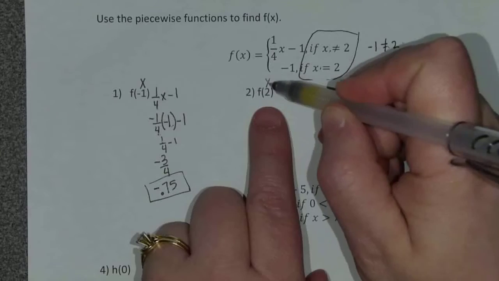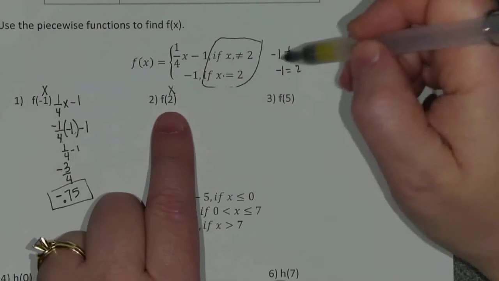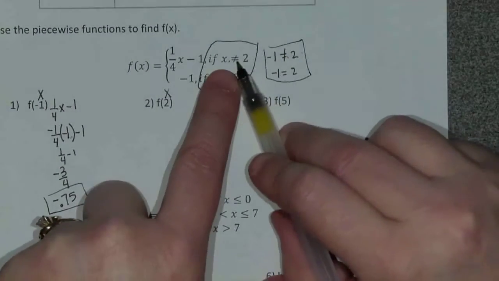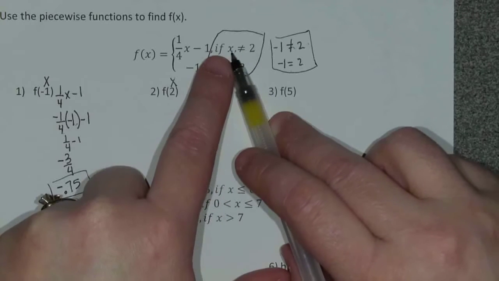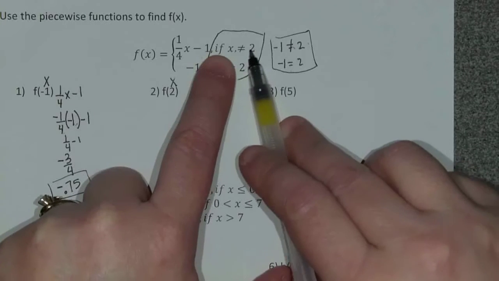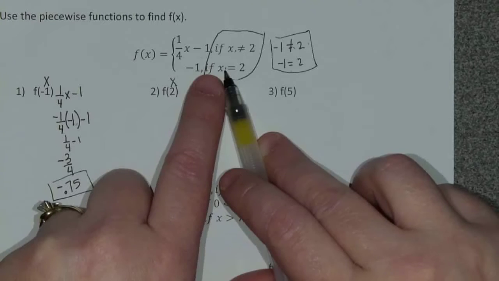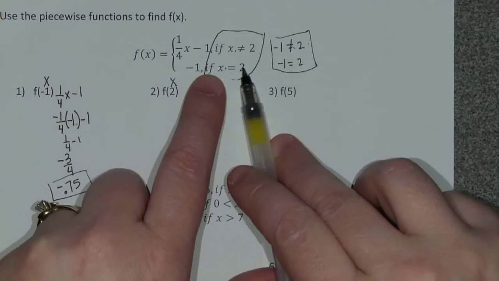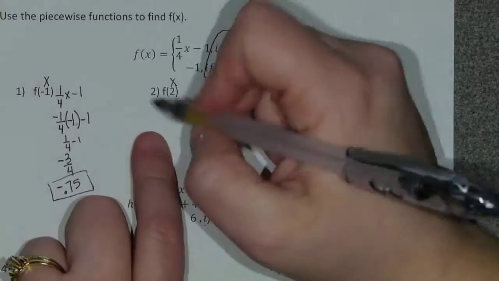All right, we're substituting in this time 2 in place of the x. So again, I'm going to come up here and I'm going to decide if it goes into the top function or into the bottom function. So if I put 2 in right here for x, it would say 2 does not equal 2. That would be a false statement. Do you guys agree with me on that? Okay, what if I put it here? 2 equals 2. Is that true? Yeah, so I'm going to use this function to substitute into.